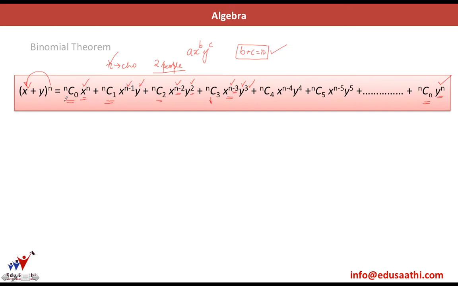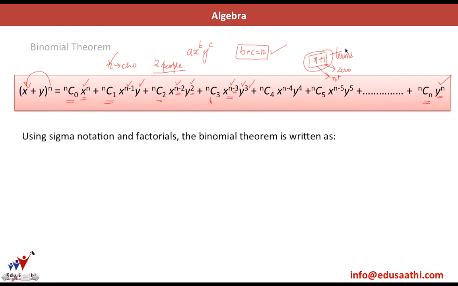So the number of terms that you will have will be n plus 1. One is for 0 chocolates, and then 1, 2, 3, 4, and so on up to n. For n chocolates, there are n options. So n plus 1 gives you n plus 1 terms in the expansion of x plus y raised to power n.